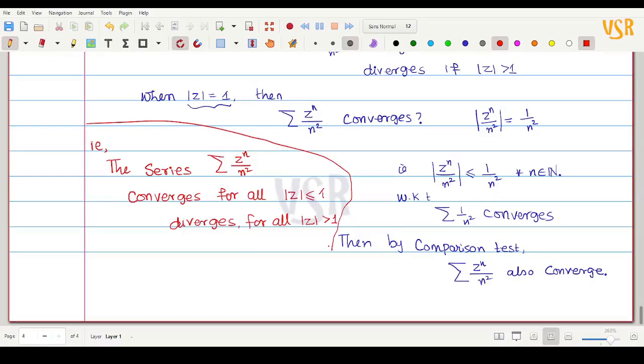Okay, so this R, the radius of convergence, depends on the coefficients of your series. I'll stop here. Next class we will prove the Leibniz theorem for alternating series. Okay, thank you.